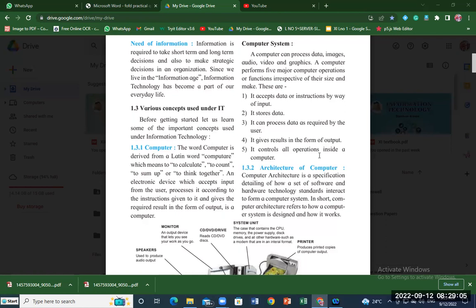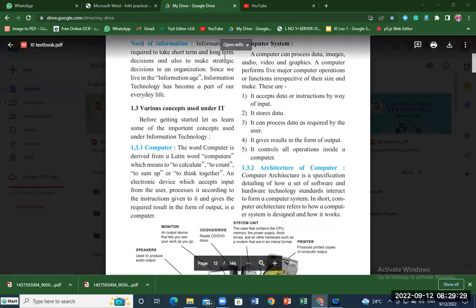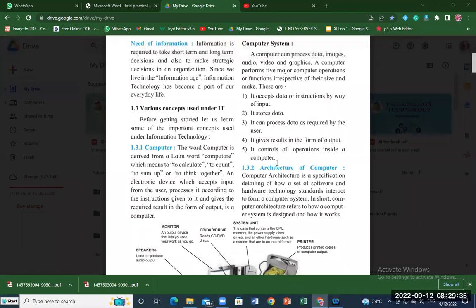What do I mean by controls all operations? Accepting the data is an operation, storing the data is an operation, processing the data is an operation, giving it as an output is also an operation. So there is a control system which controls all these 5 major operations or performances done by a computer. A question can come in your exam stating, write the 5 major computer operations. Okay, so you need to write these 5 points.